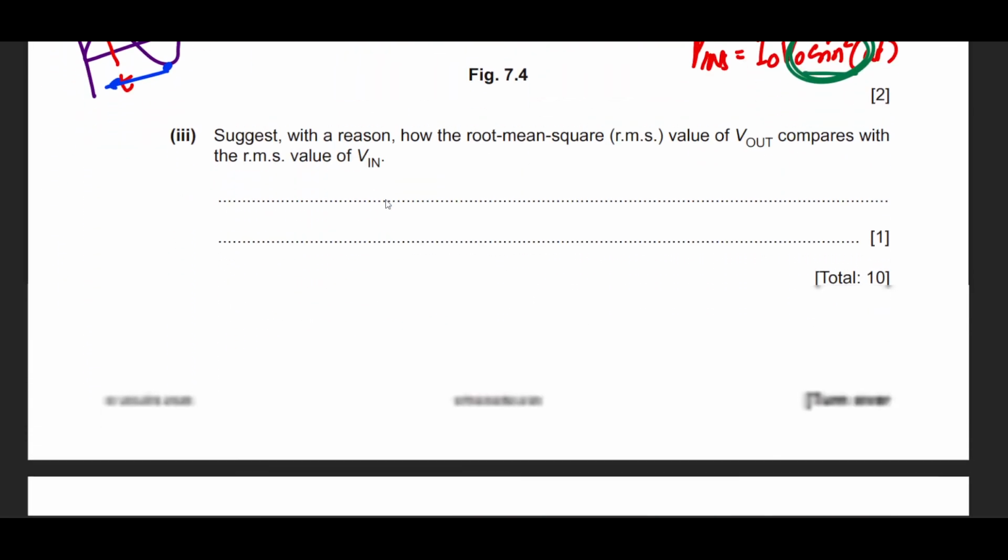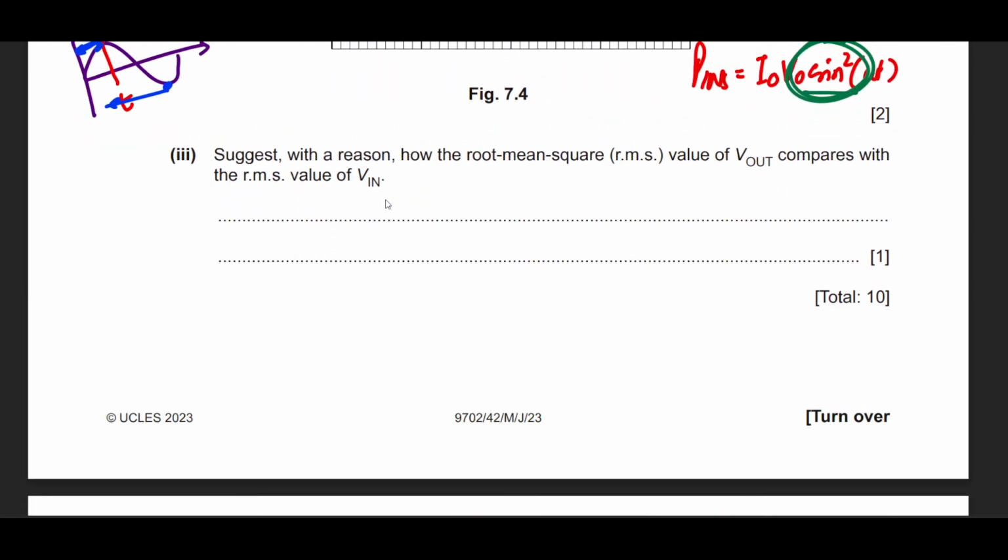Okay, so we move on to the next question. He says, a very stupid question. I understand that. I accept that there's no point asking this question, but anyways, let's move on. With the reason how root mean square V out compares with the V in, the value of V out or V in will exactly be the same. The value will be the same.